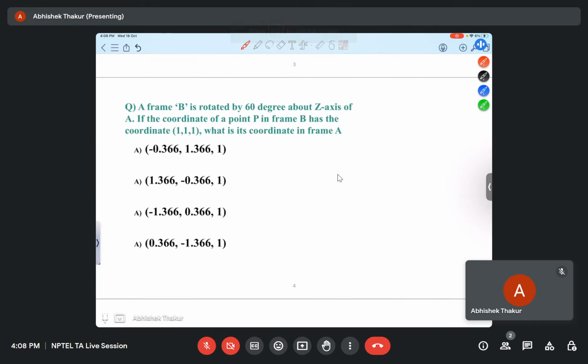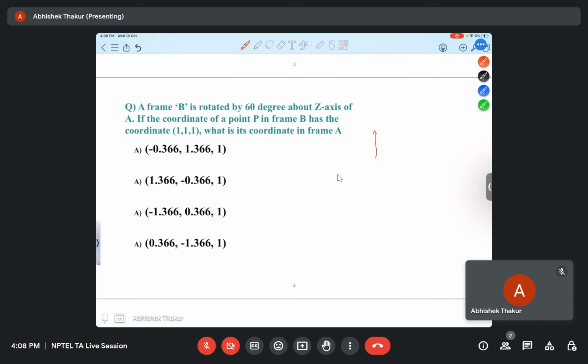Now coming to the next question: a frame B is rotated by 60 degrees about the Z axis of A. Like frame A is there, and B is rotated by 60 degrees about the Z axis of A. If the point P in frame B has the coordinate 1, 1, 1, what is its coordinate in frame A?